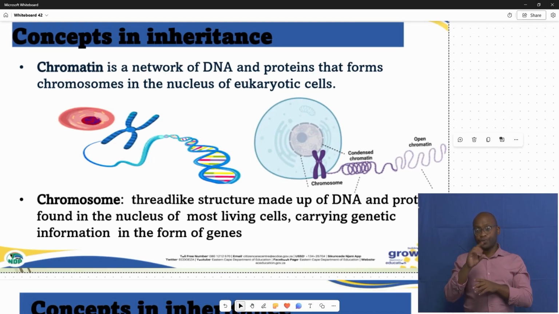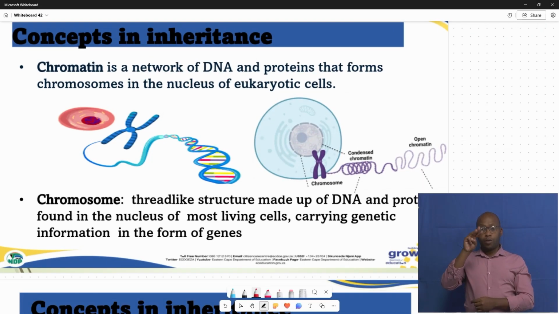Now, chromatin is not new to us because you have learned about chromatin when you were doing meiosis and DNA in term 1. Chromatin is defined as a network of DNA and proteins that forms chromosomes in the nucleus of eukaryotic cells. And chromosomes are defined as thread-like structures made up of DNA and protein that are found in the nucleus of most living cells, carrying genetic information.